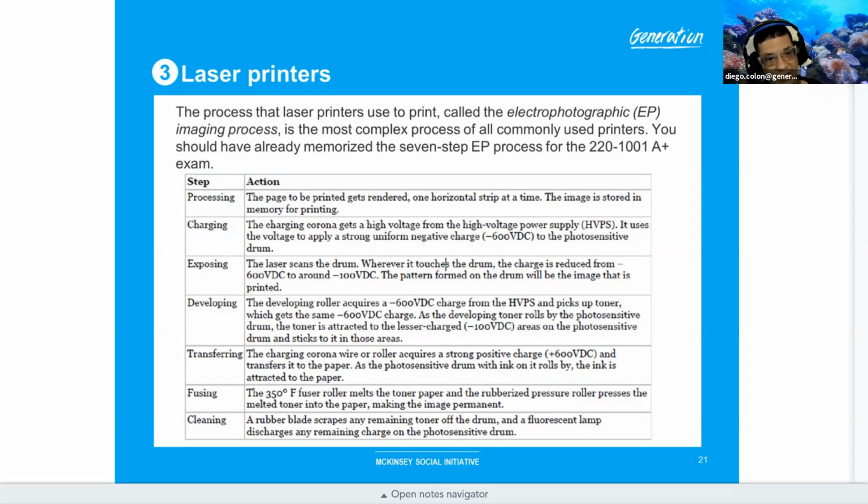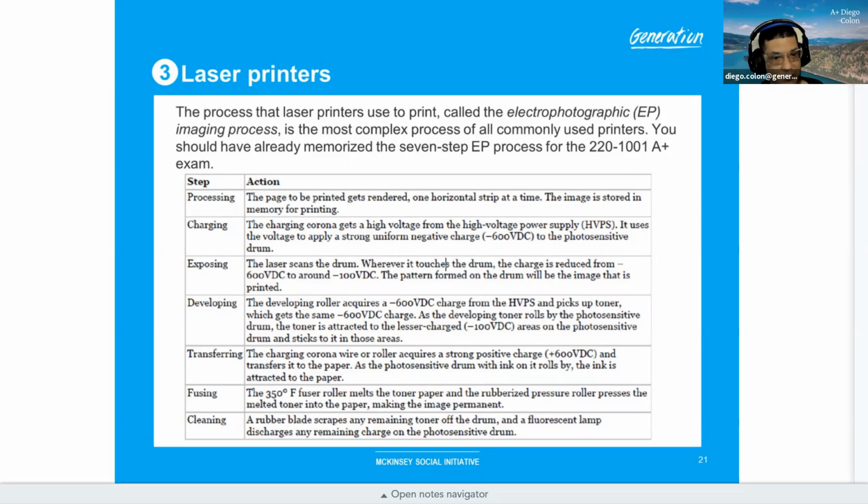Your exposing is the actual laser exposure, just like you expose film in the dark room, in the little red room. When you're doing exposures, that's what's happening. It's getting exposed. It reduces the charge down to negative 100. The pattern is formed on the drum and your image is there. Now you're going to develop.